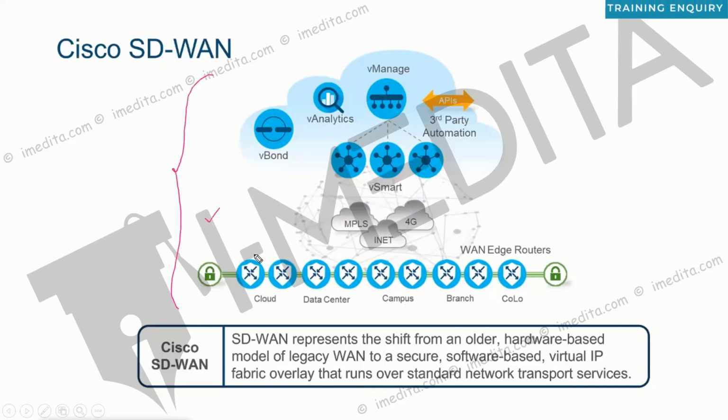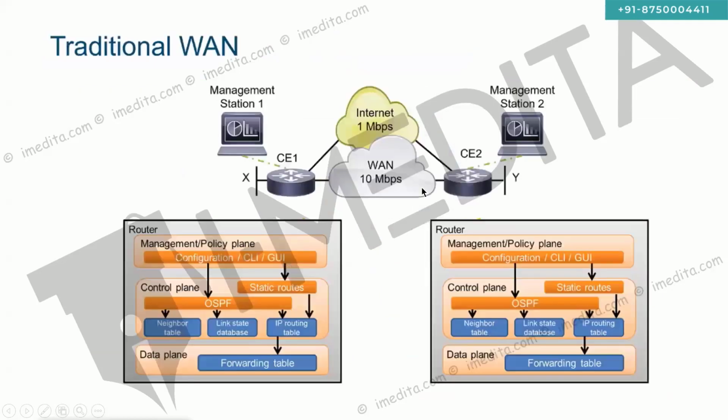And we will be able to manage everything from one centralized point now. So SD-WAN represents the shift from the older hardware-based model of the legacy WAN to a secure software-based virtual IP fabric overlay that runs on the top of standard transport services such as internet, MPLS. We don't need to have a complex setup. Earlier, we used to have, for example, a high speed MPLS link and a low speed internet link for the backup.